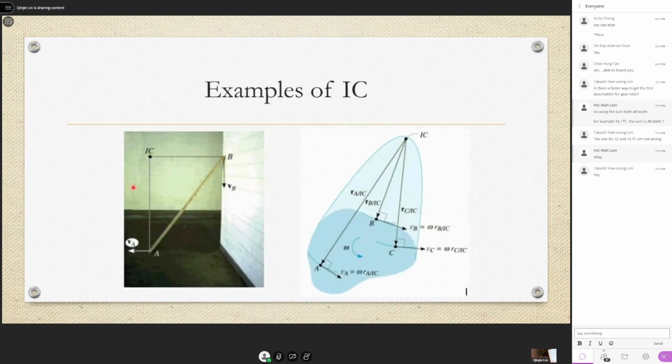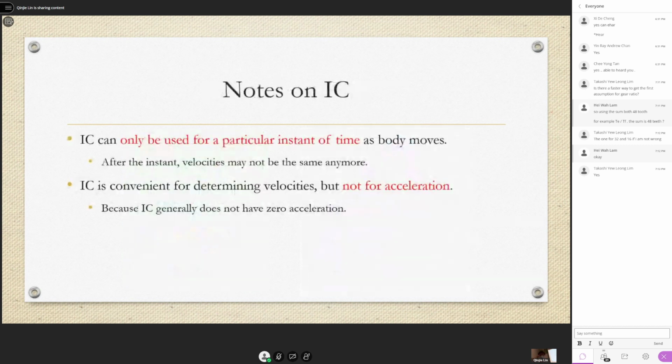If you look at this structure also, it's starting like this, right? The moment where it slides, you have the IC here. After that, the next moment, point B is not here anymore, right? It's not at this height anymore. It's somewhere below. So if you go and compute the next IC, it's a totally different problem already. The IC also changes position. Okay, so it's only applicable for a particular instant of time.